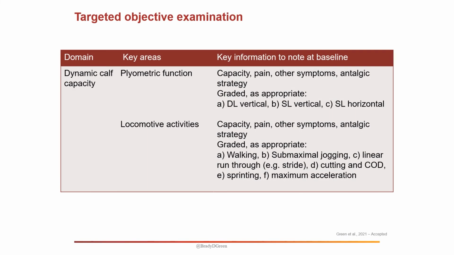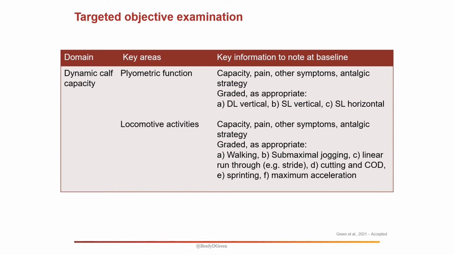So after we've evaluated their stretch tolerance and their contraction, we move on to dynamic capacity, beginning with plyometric function. And again, being systematic with how we grade this to get that precise understanding of what their capacity is. And then that informs our expectations about severity.